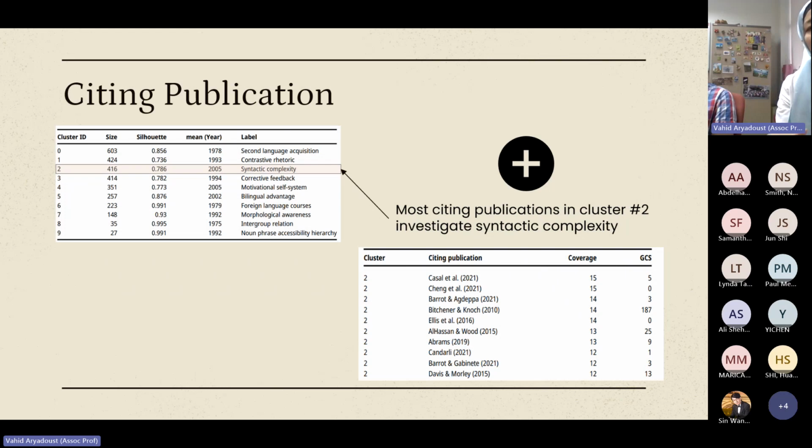As well as the cited documents themselves, citing publications can also be indicative of the structure of the network or what the field is like. So most citing publications in cluster 2 investigate syntactic complexity. We went through each of these citing publications, and by sheer luck, or well, some accuracy of the data mining, the label is actually quite spot on here.